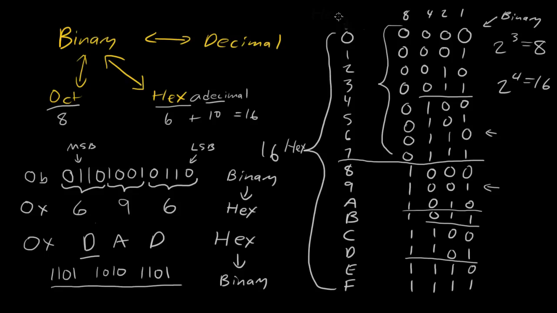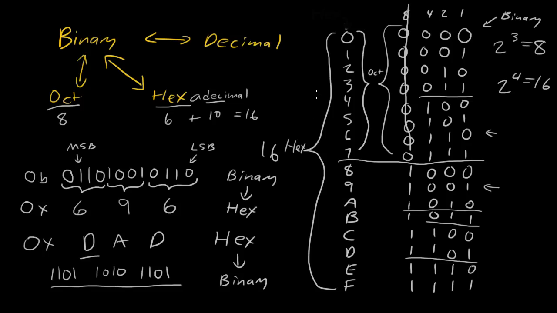Okay, so if I look at these things over here, this is octal. And if I ignore the first bit here, the most significant bit, which is this bit over here, and I look at the remaining bits, I can do this conversion between binary and octal.